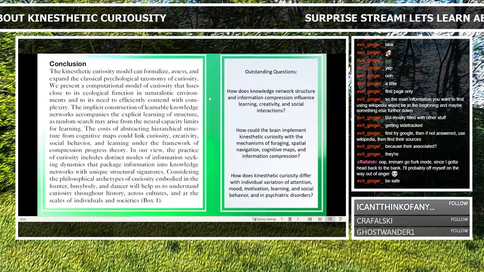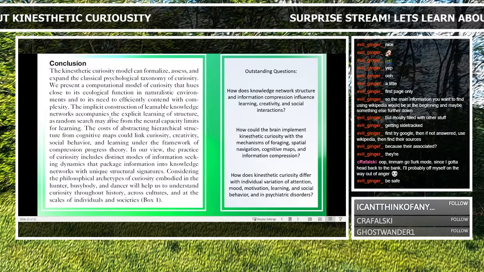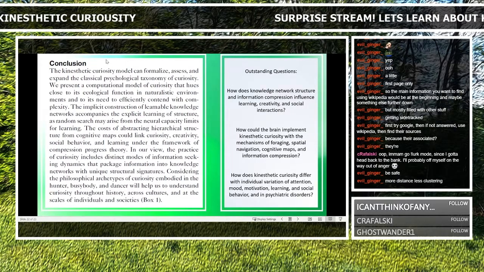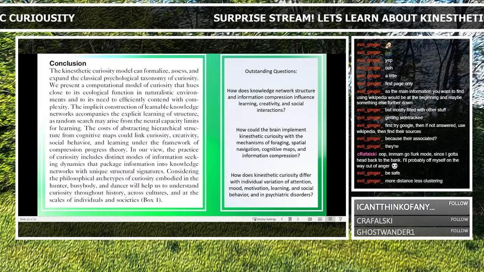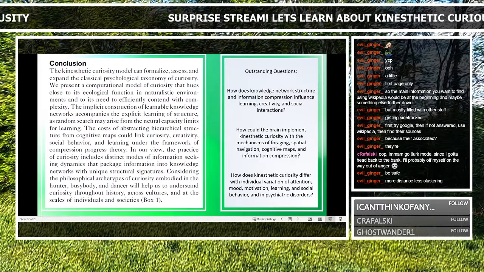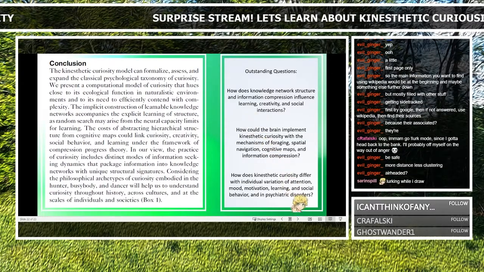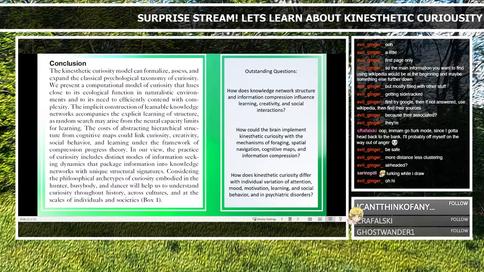So the conclusion is very, very similar to what you would see in any paper. It just more distance, less clustering. Correct. And I don't know what that would look like, except for maybe just dots on a thing. Like there's no connection. Airheaded. Yeah. See ya. Bye, Saren. I'm almost done anyway.